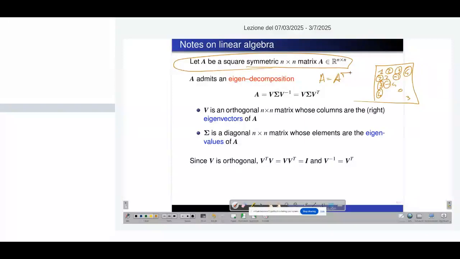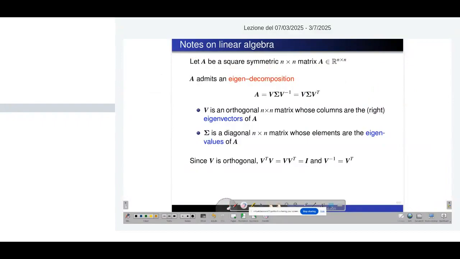Okay? If I have a symmetric matrix, I can decompose it into the product of 3 matrices in this way. I can decompose a matrix even if it's not square and symmetric, but if it's a square real symmetric matrix, I can decompose it in this special way, where I have a matrix V that is a real matrix whose columns are orthogonal, so it's an n times n orthogonal matrix.